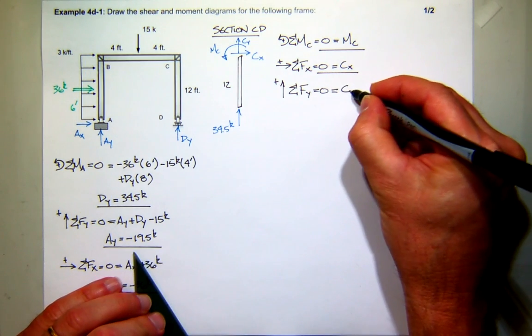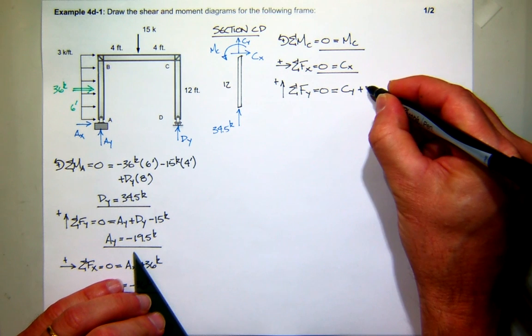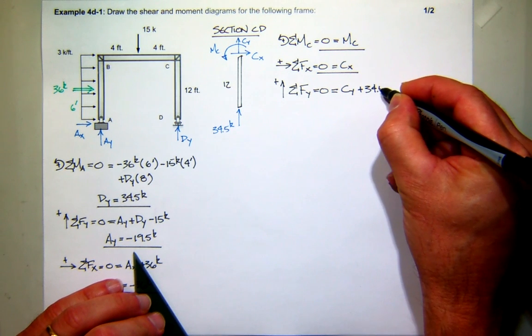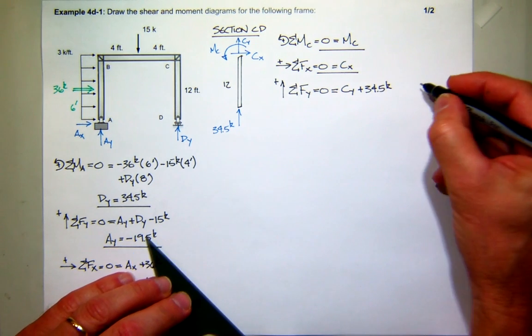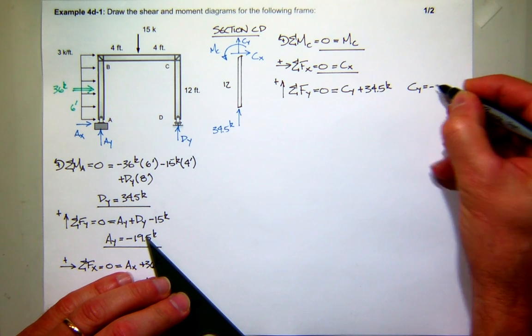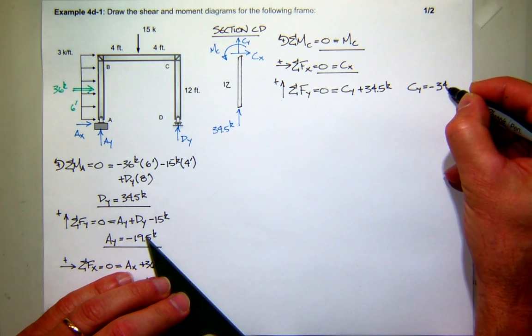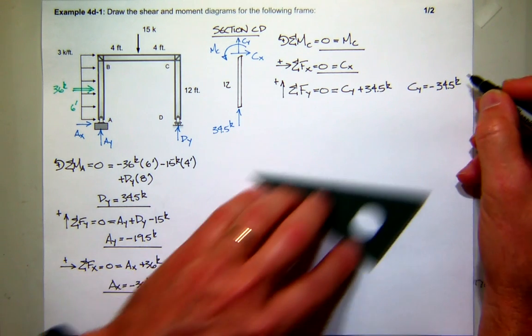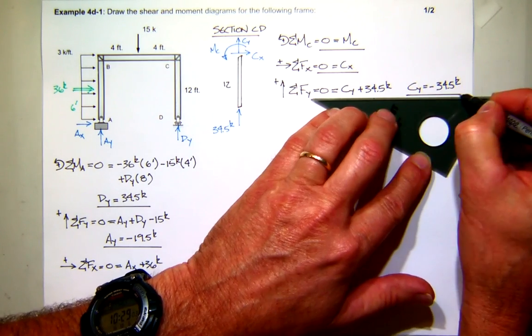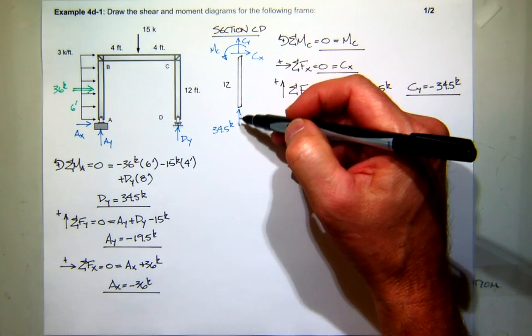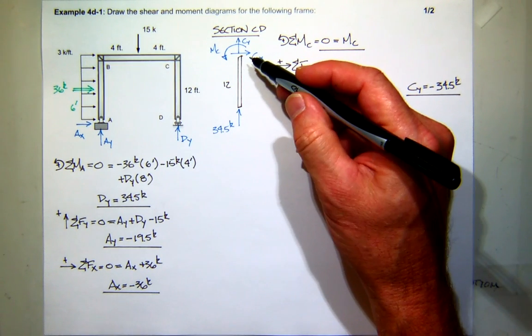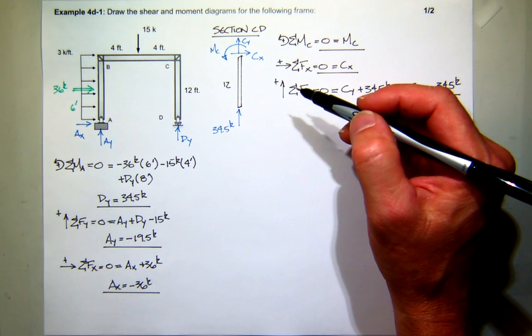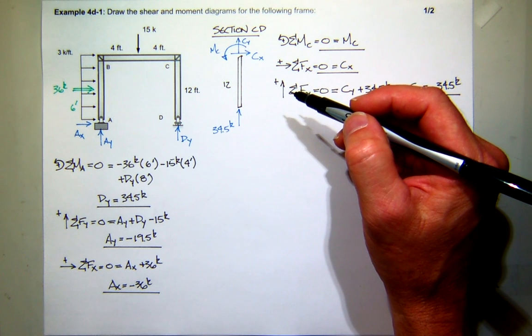So I have CY acting up, also the reaction force of 34.5 kips acting down. So CY is negative 34.5 kips. So this element is in compression or tension? It is in compression. Okay, that's what I meant to say.